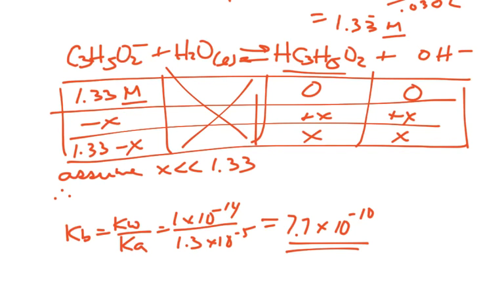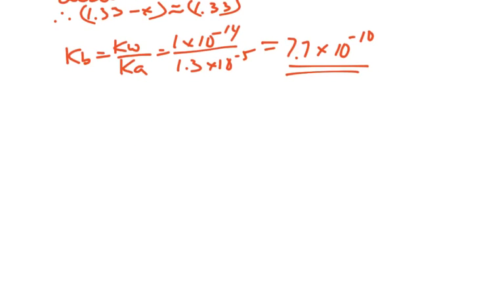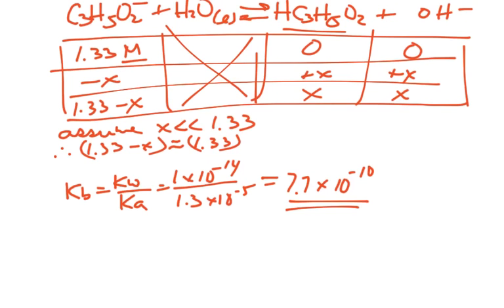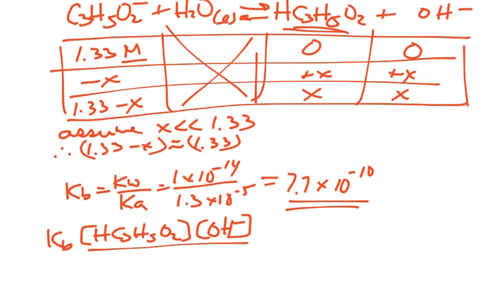So assume that x is much smaller than 1.33, and that's pretty easy. Therefore 1.33 minus x will be essentially the same as 1.33. Okay, so now I'm going to go back and do my Kb expression, and the Kb expression will be acetic acid, and not acetic acid, propanoic acid, times OH minus, all over the propanoate ion, and that's going to equal 7.7 times 10 to the minus 10.